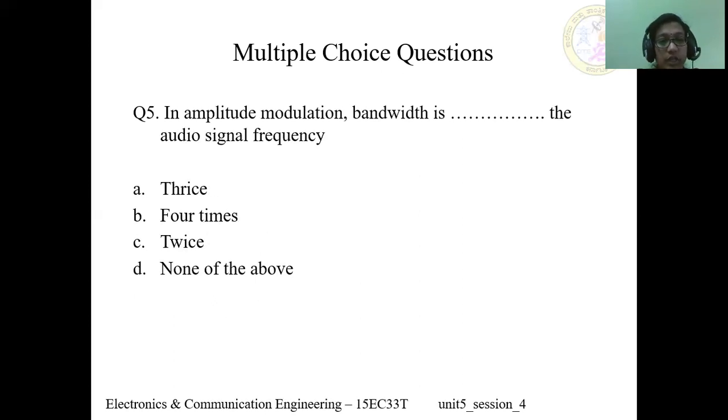Fifth question. In amplitude modulation, the bandwidth is dash the audio signal frequency. Option A, thrice. Option B, 4 times. Option C, twice. Option D, none of the above. Answer is option C, twice. The bandwidth is twice the audio signal frequency, that we discussed.